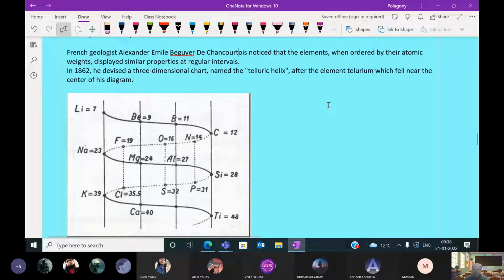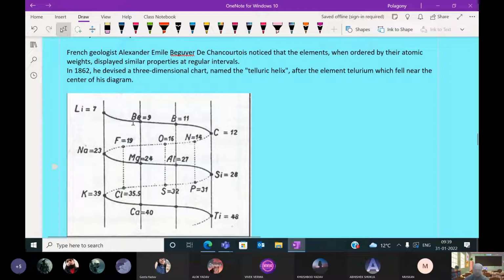So Chancourtois noticed that the elements, when ordered by their atomic weights, displayed similar properties at regular intervals. In 1862, he devised a three-dimensional chart named the telluric helix, after the element tellurium, which fell near the center of his diagram. Now look at this diagram. In this diagram, he arranged the elements in spiral order. A three-dimensional chart, in spiral order.